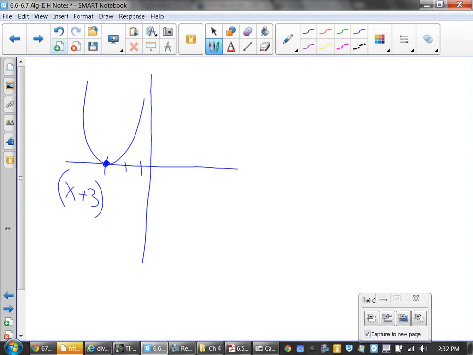X plus 3. Very good. Doesn't that 0 occur twice at the same spot? Remember, sometimes when you have quadratics, you could have x squared plus 6x plus 9. You could have a perfect square. Perfect squares could be hidden within upper degree polynomials, and that could happen.